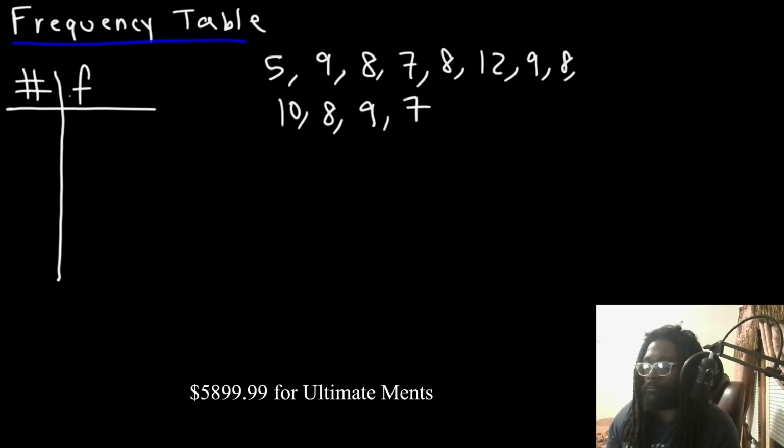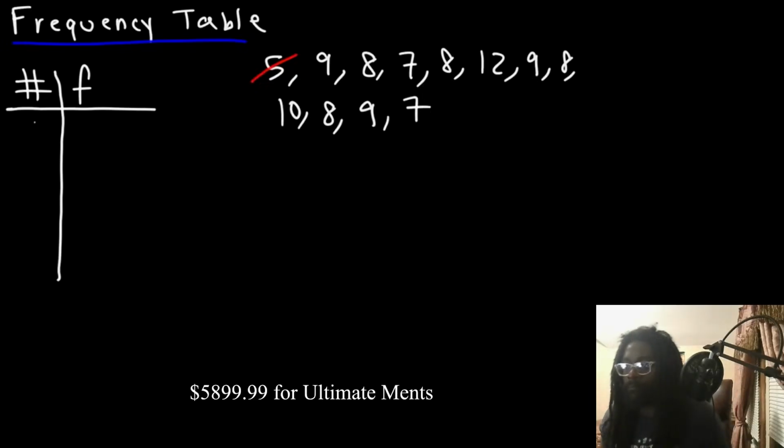And let's put down what we have. So the first number is a 5. And how many 5s do we have? There's only one 5, so the frequency is 1. The next number is a 7. And notice that we have 2 7s, so the frequency is 2.